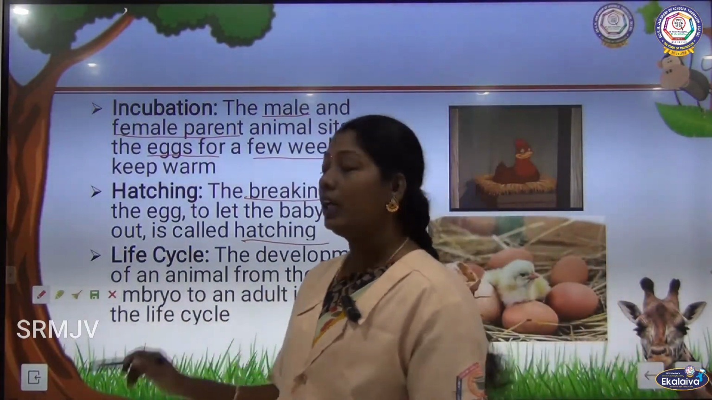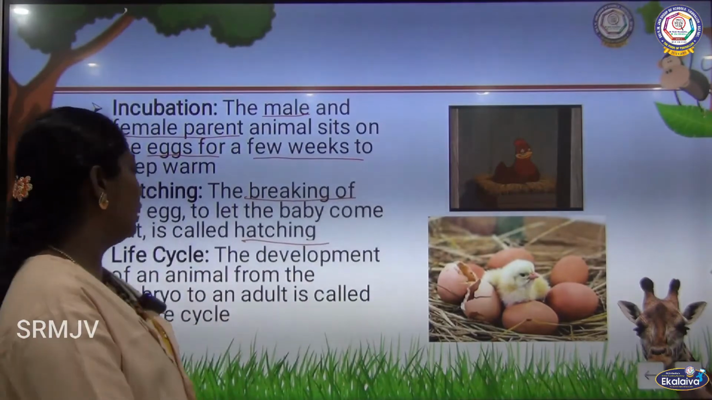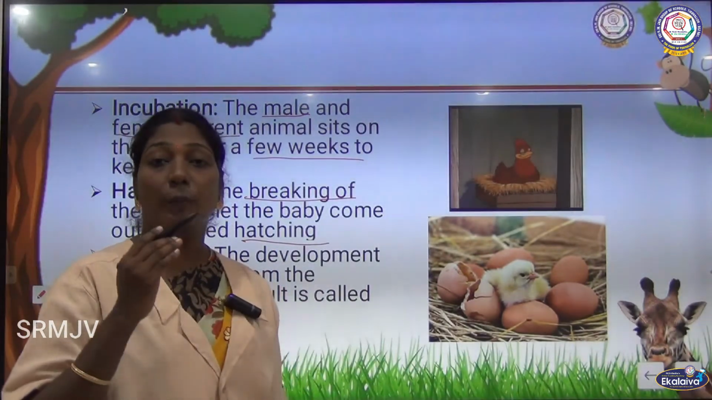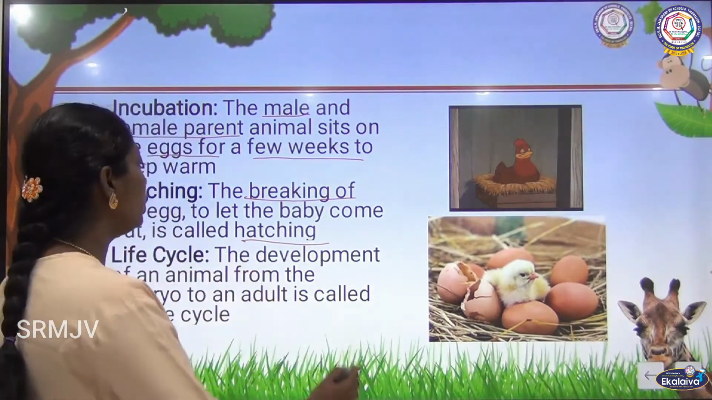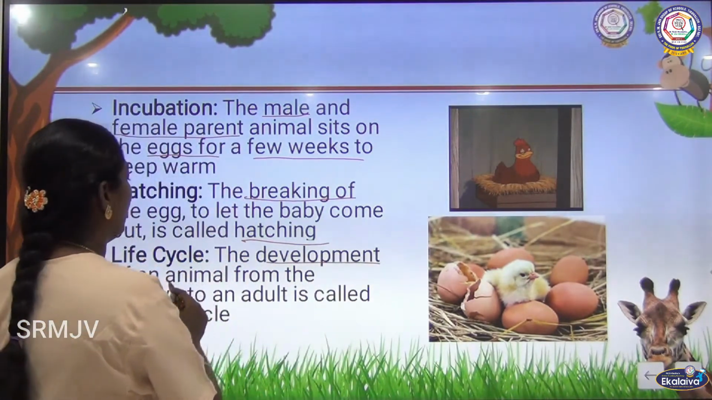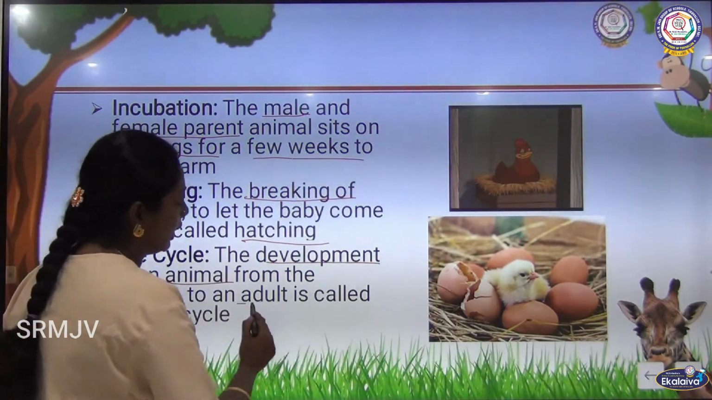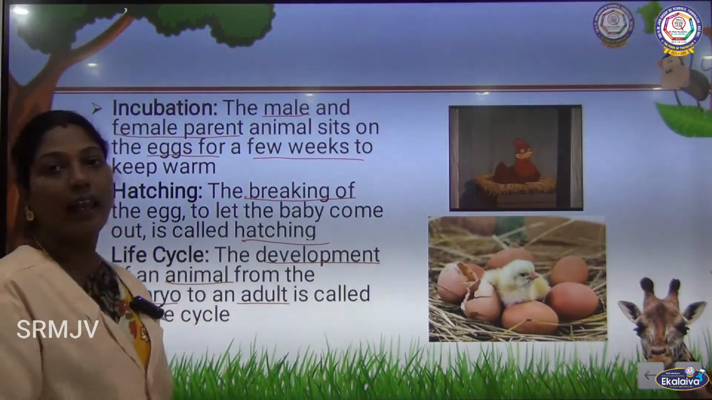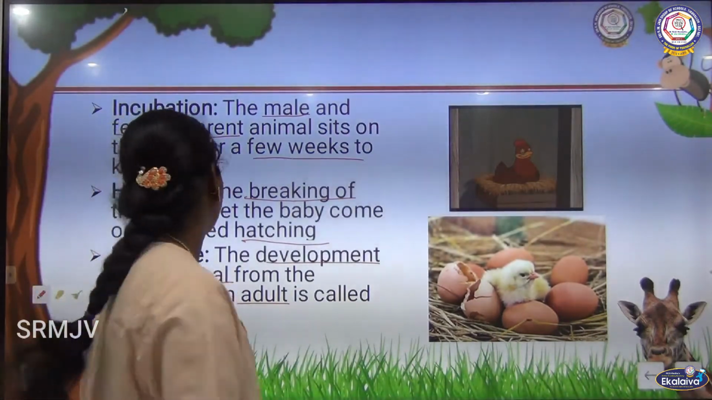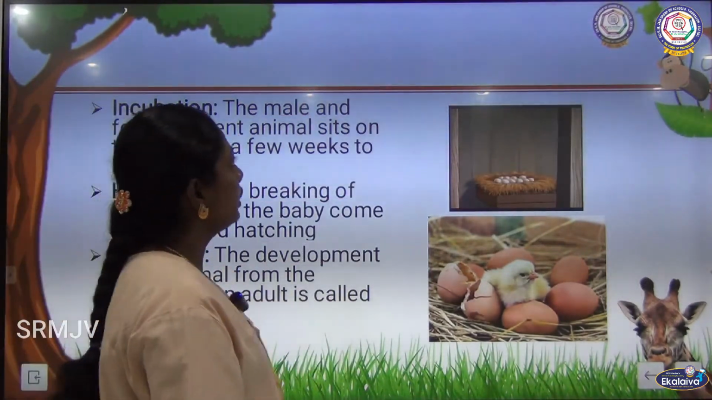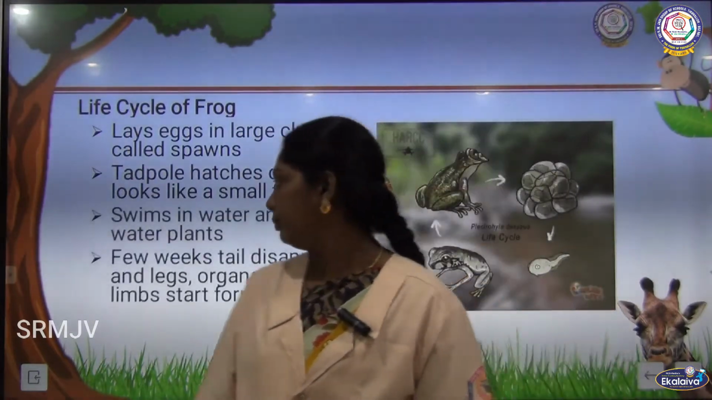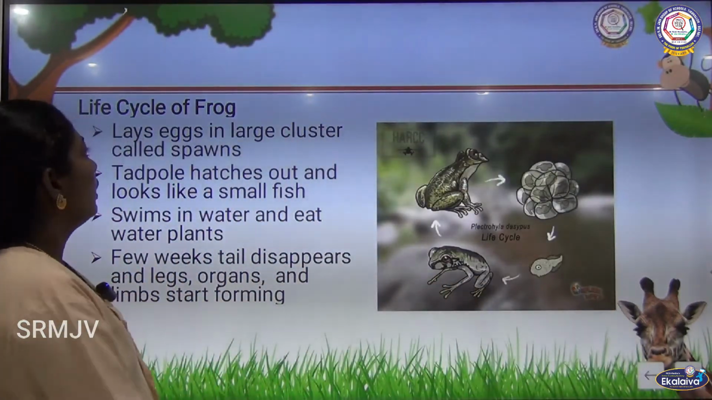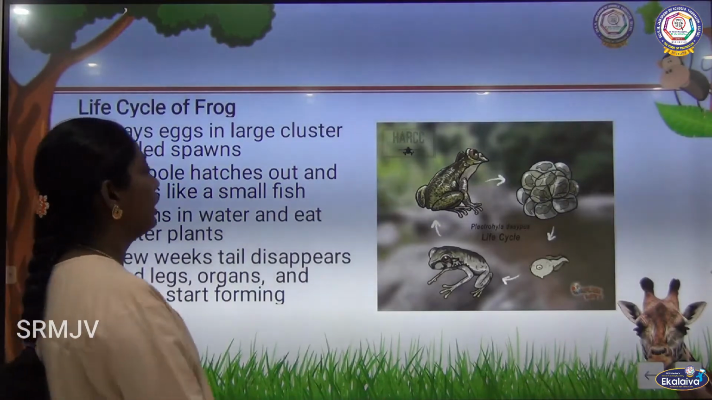Next we are going to see about the life cycle. The development of an animal from embryo to an adult is called the life cycle. Next we are going to see the life cycle of a frog.